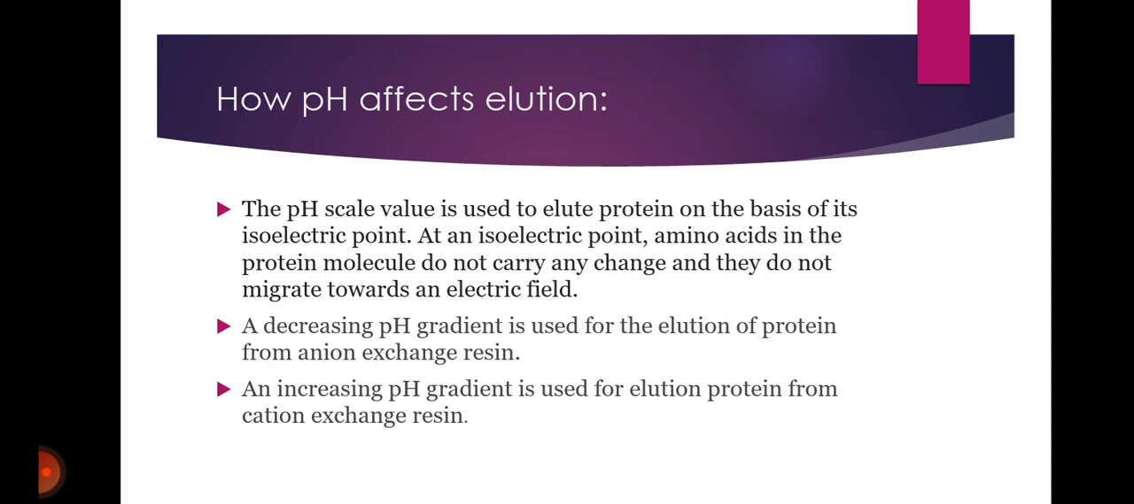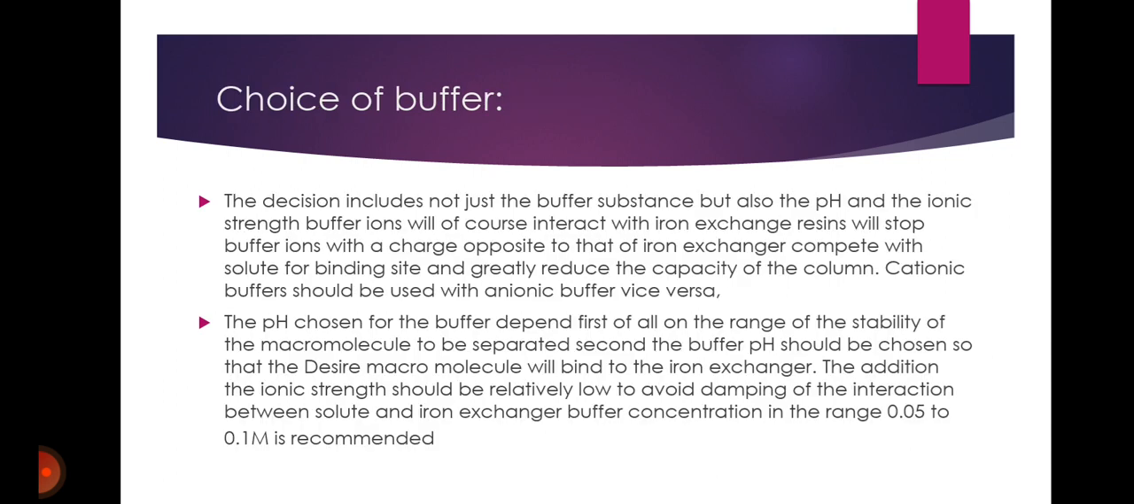A decreasing pH gradient is used for the elution of protein from anion exchanger resin, and an increasing pH gradient is used to elute protein from cation exchange resin. Now, choice of buffer. What is a buffer?